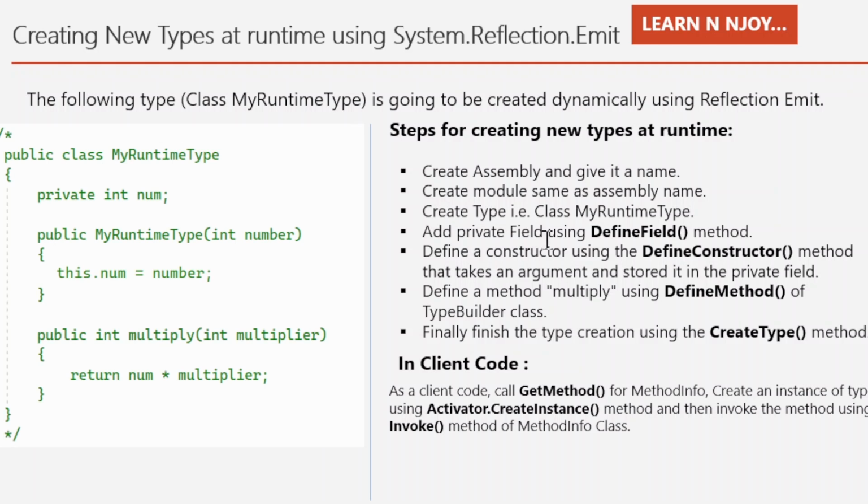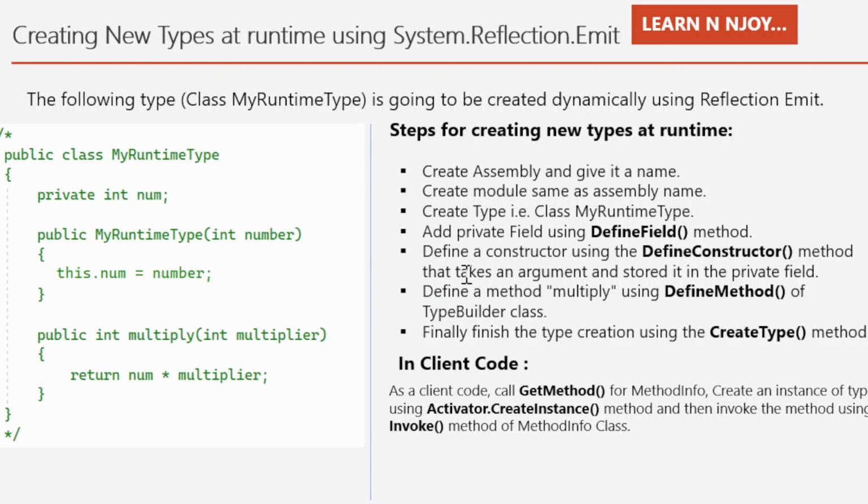Then add a private field using the DefineField method. Define a constructor using the DefineConstructor method that takes an argument and stores it into the private field, right? Then we need to define a Multiply method using the DefineMethod of the TypeBuilder class. And finally, finish the type creation using the CreateType method. So these are the steps we need to follow for creating new types at runtime.